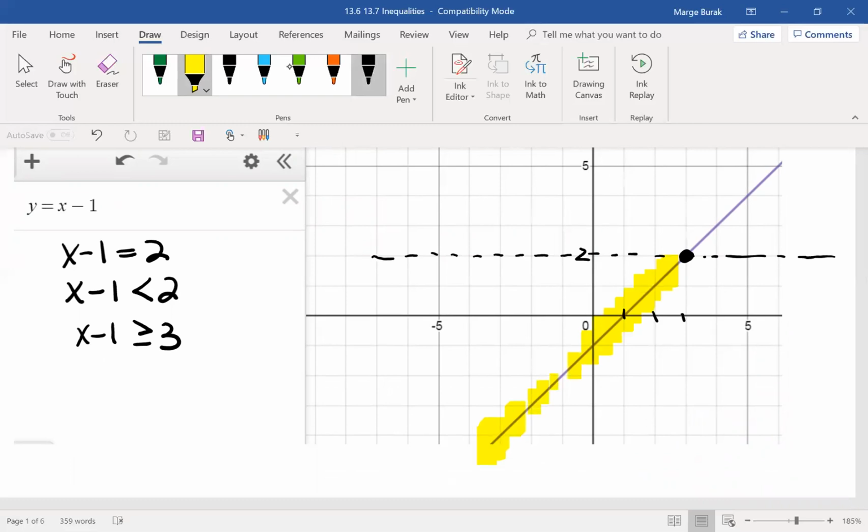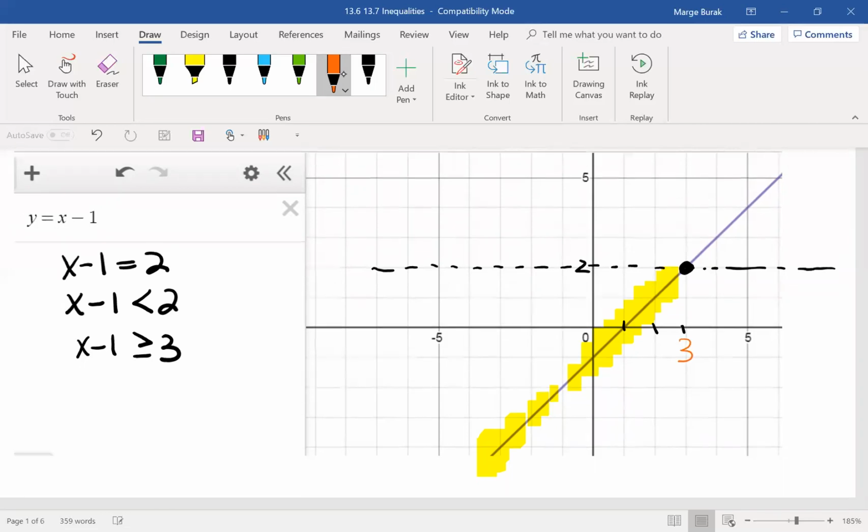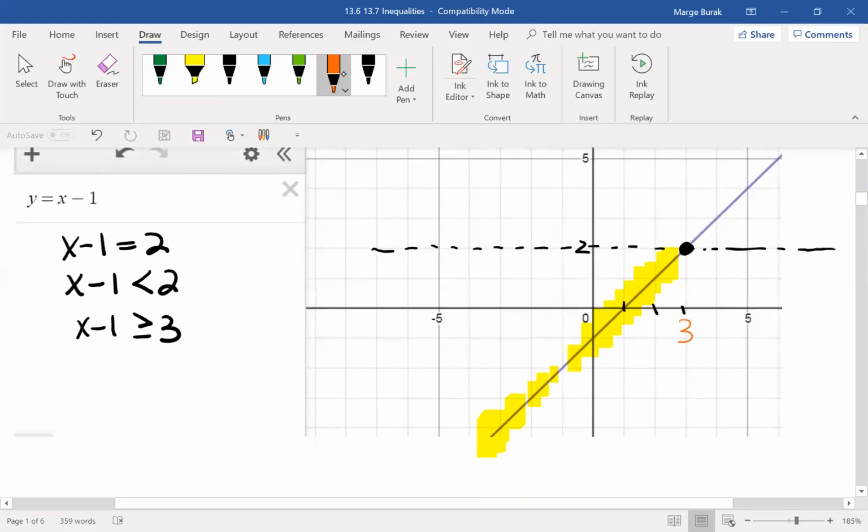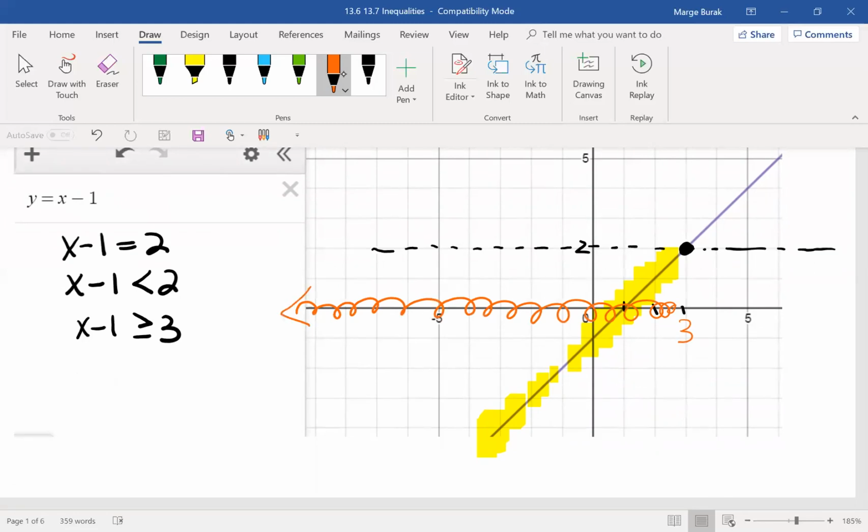But I don't want to talk about it there. I need to talk about it on the x coordinates. Where it's equal to 2, we used the x coordinate of 3 right here. So where it's less than 2, we need to use all these x coordinates, which is everything less than 3, or from negative infinity to 3, not including 3. That's where it's less than 2.